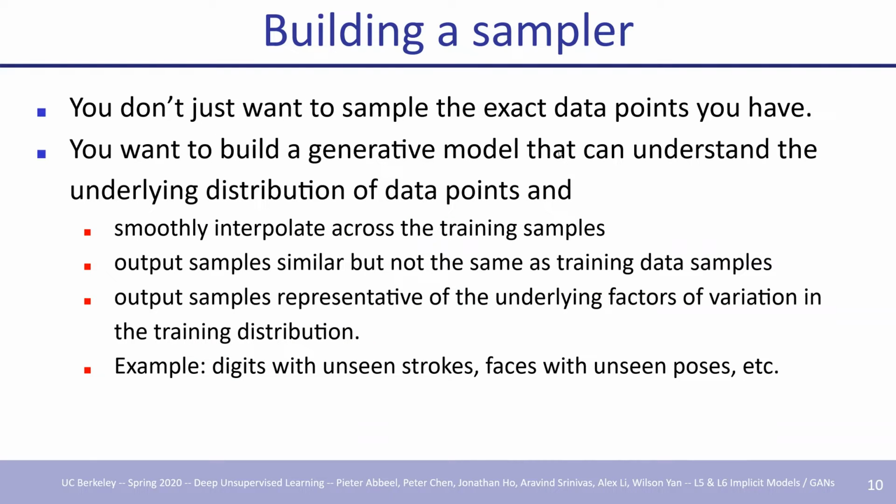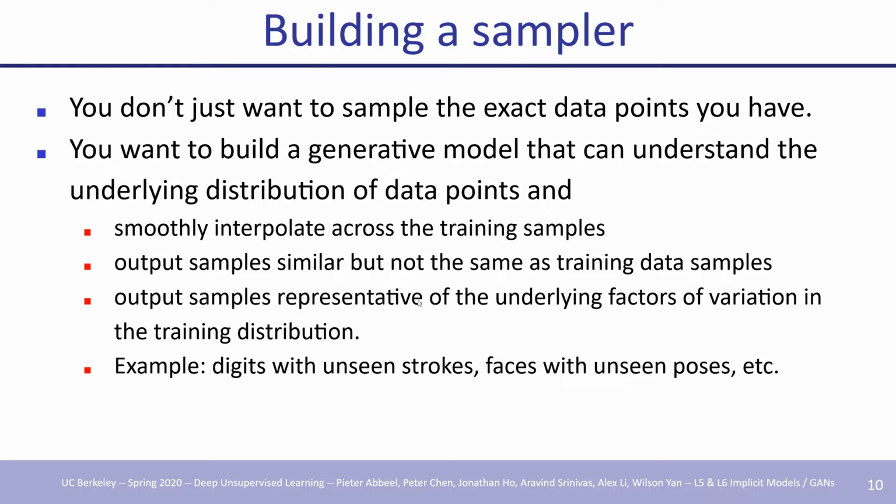That goes back to the question of what we want from a sampler. We want to be able to smoothly interpolate across training samples. So if you take two images and go into the latent space and draw an interpolation between the latents, we want a smooth interpolation and not just one image and then a switch to the next one. And then make similar samples, but not the same as the training data, right?